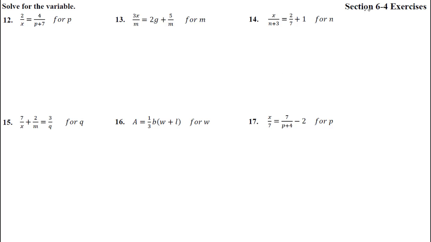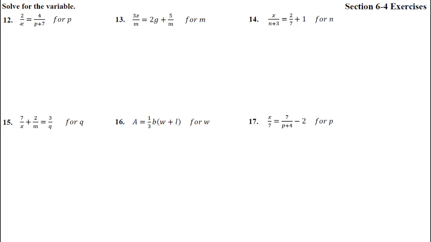Here we are in section 6-4 exercises numbers 12 through 17. Here we are to solve for a variable. So in this case, we're going to solve this for p. You'll notice p is right down here in the denominator. So just like we did before, we've got to clear out the fractions with the least common denominator.